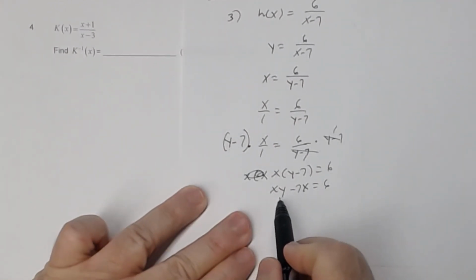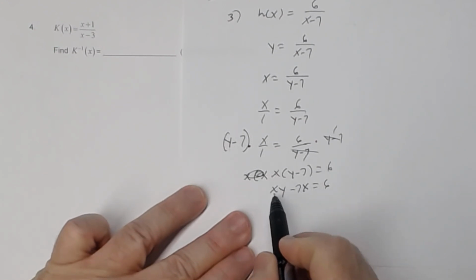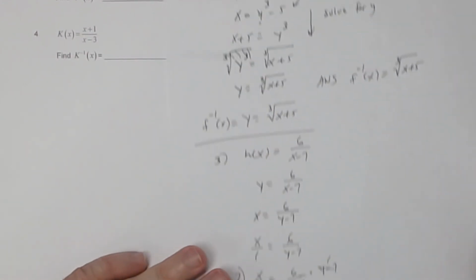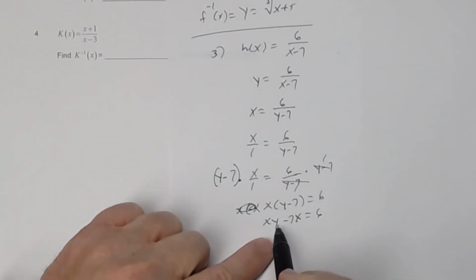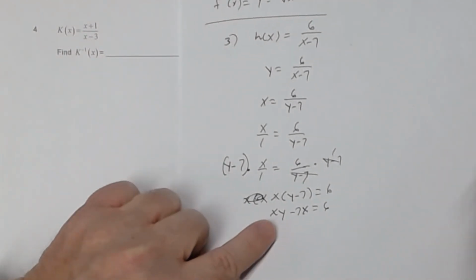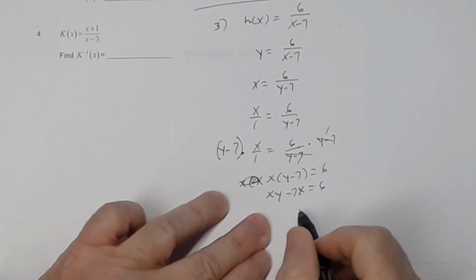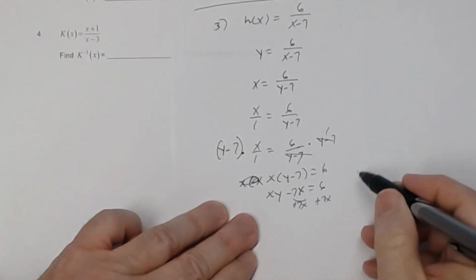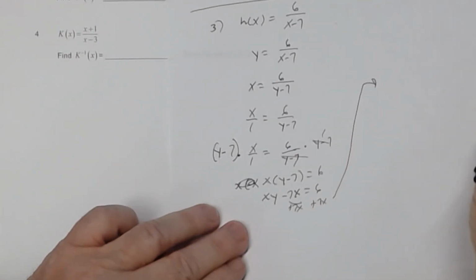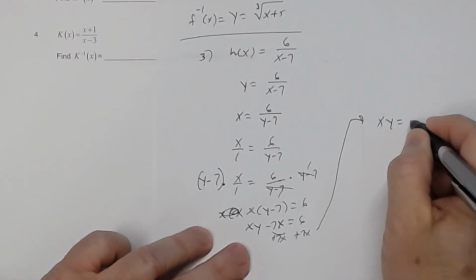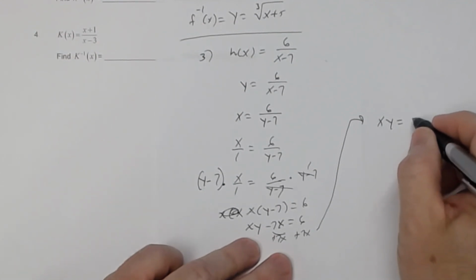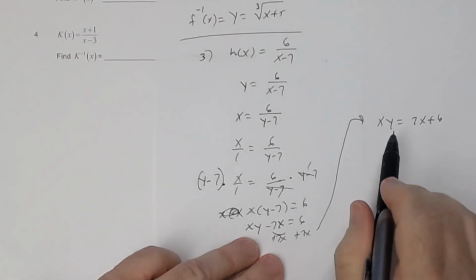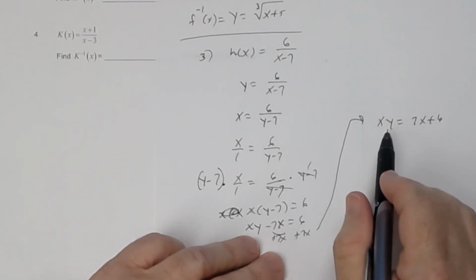Now notice that this is the only term that has the variable y, and remember, I'm trying to solve for y. So I'm going to bring this term over. I'm going to add 7x to both sides. And I'm running out of room, so let me put that here. So I have x times y equals 7x plus 6. And now notice I can solve for y and I'm done.